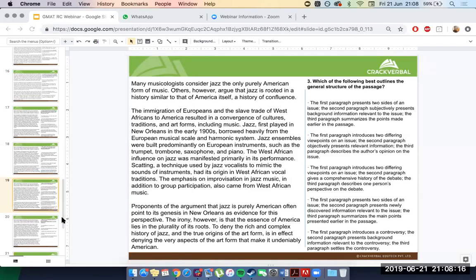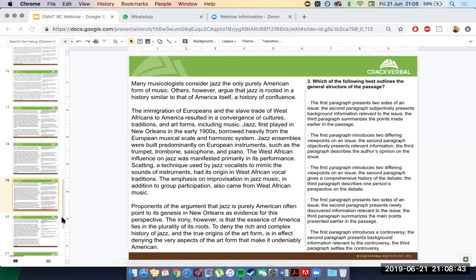Objectively presents, I don't know if it's subjectively presenting or objectively presenting, but like I said, if I'm not sure, I will generally err on the side of caution and accept the answer. So I'll say, okay, objectively presents relevant information, just fine. The last one says the third paragraph describes the author's opinion. Yes, the author's opinion is there. We do find out in the third paragraph that the author's team Confluence, and she even says that the other opinion is not okay, right?